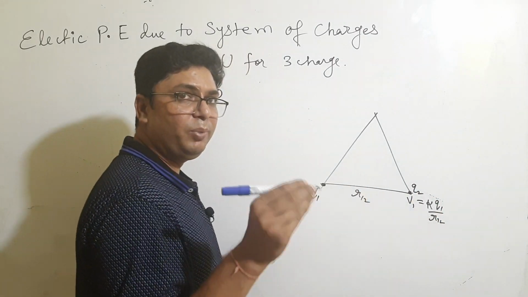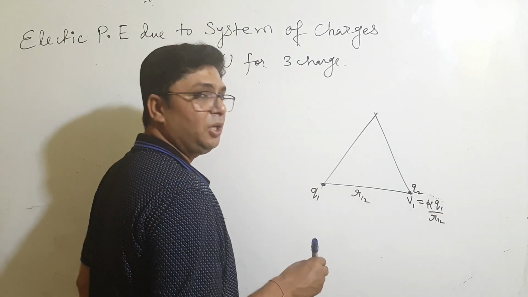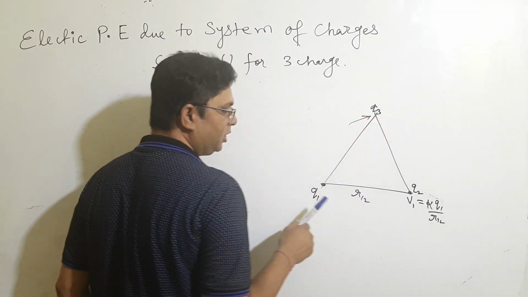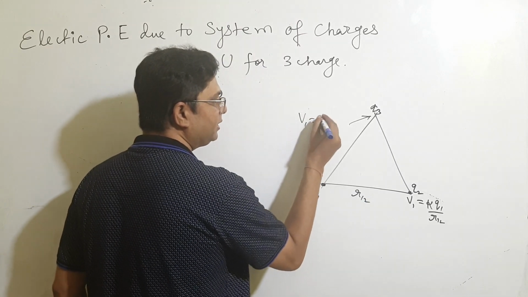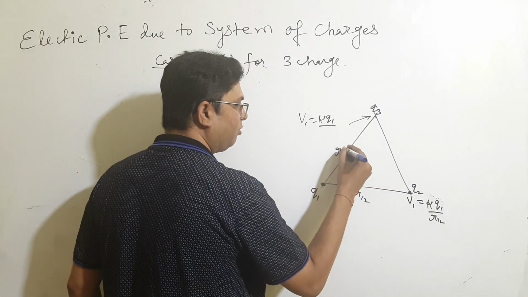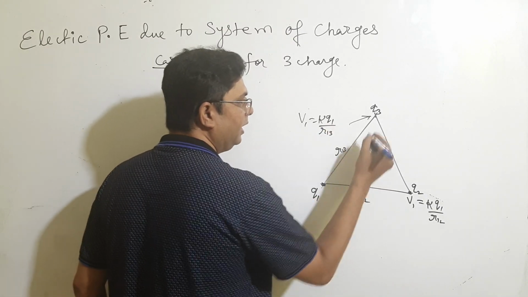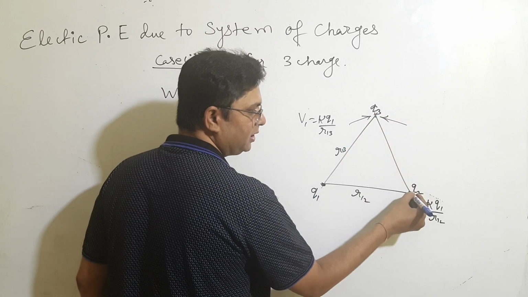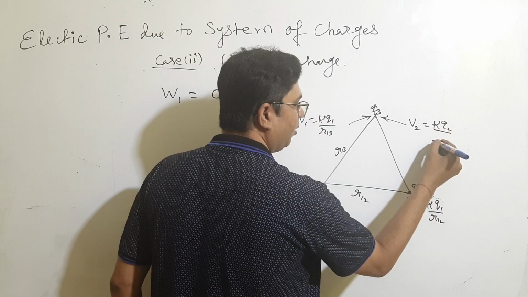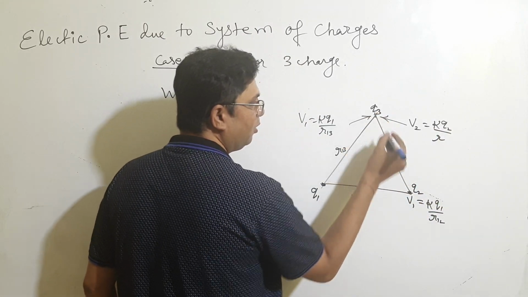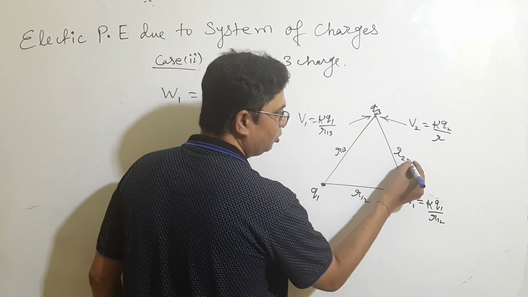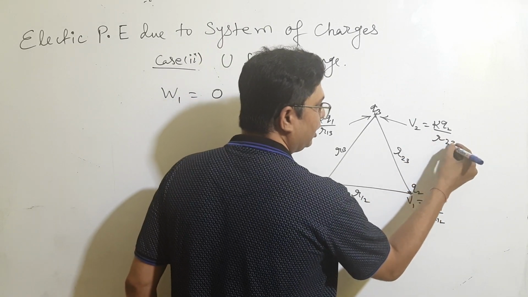Now we have to bring a charge at this point, which is Q3 charge. Here, the potential due to Q1 charge is V1, which is K Q1 upon this distance. This distance is R13. And the potential due to Q2 charge is V2, which is K Q2 upon R23. This is 1, this is 2, this is 3. So right here R23.